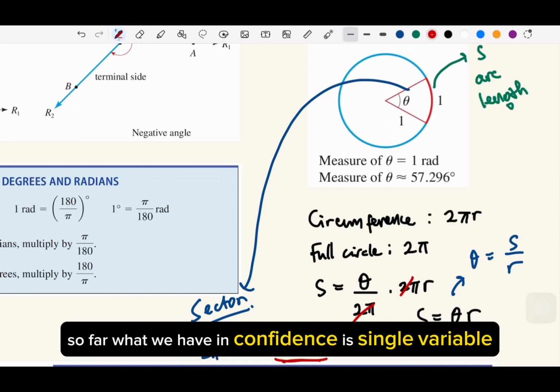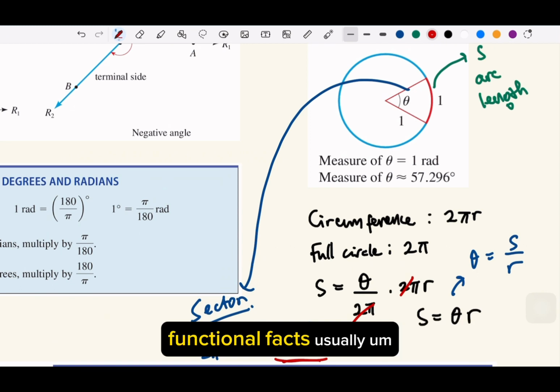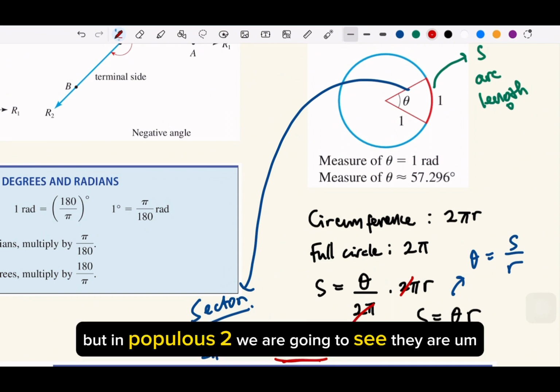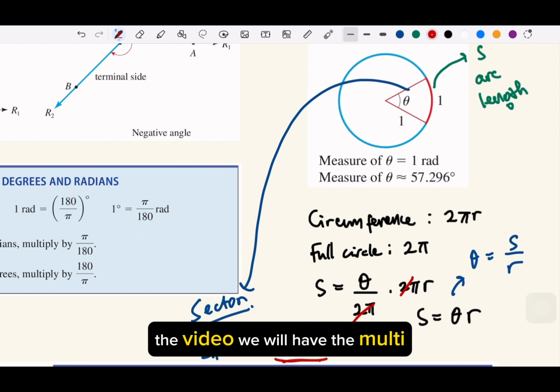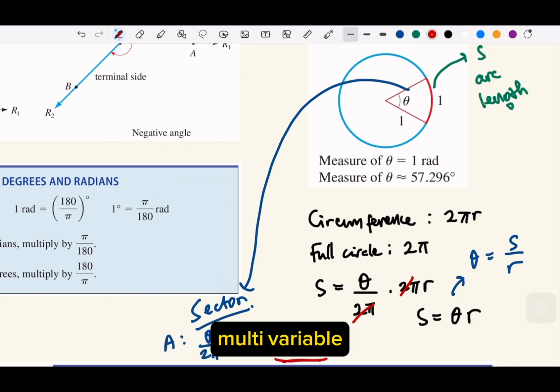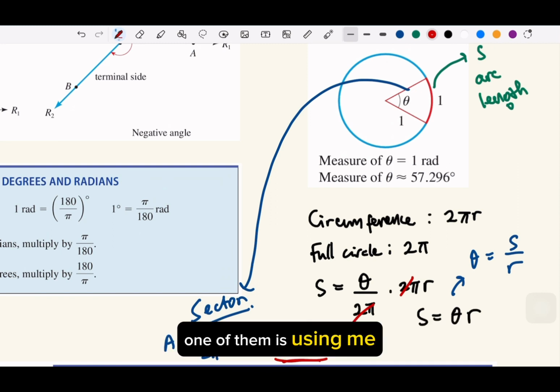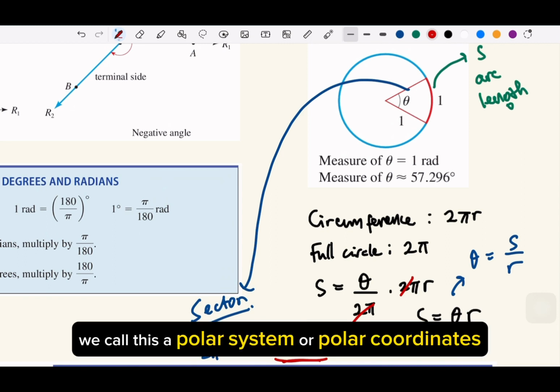So far, what we have in calculus is single variable, a function of x usually, or a function of one variable. But in calculus 2, we will have multivariable calculus, which means that there will be more than one variable, and one of these systems uses this r and theta. We call this a polar system, or polar coordinates.